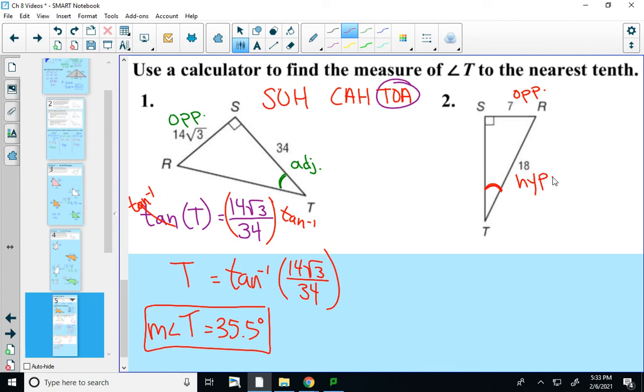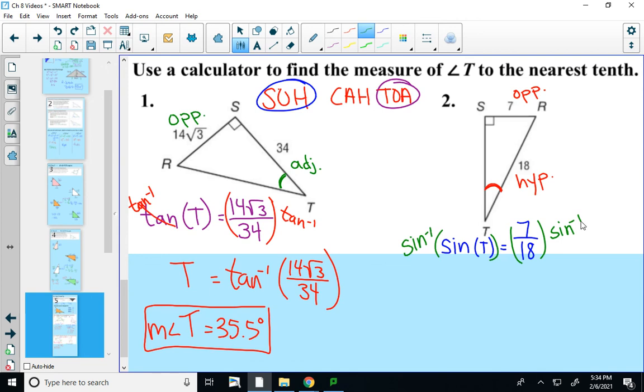The trig function that tells me about opposite and hypotenuse is sine. So we're going to use sine in this one. Let's set up our equation. I know that the sine of angle T will equal 7 over 18. I want to solve this for T, so I have to undo sine. You can probably guess, in order to undo sine, I'm going to have to use sine inverse. And again, this is an operation that I'm doing, so I have to do it to both sides. It'd be like if I multiplied one side by 2, I'd have to multiply the other side by 2.